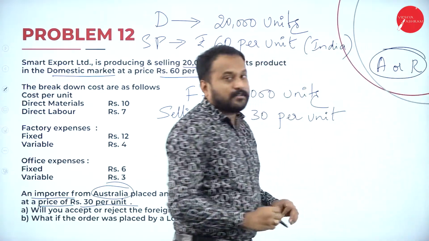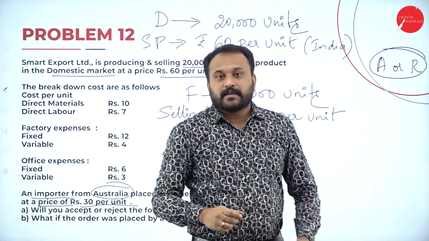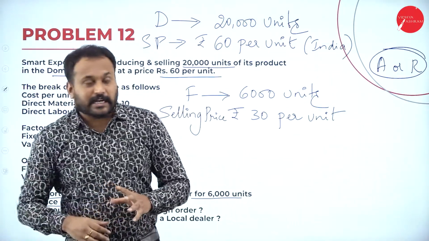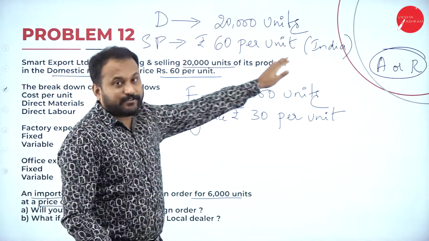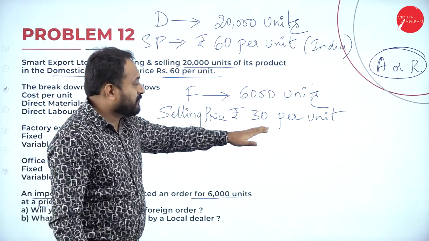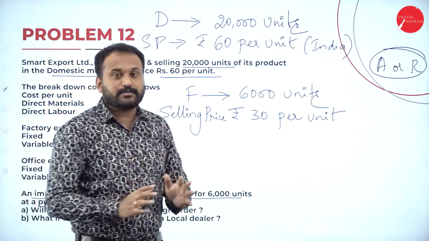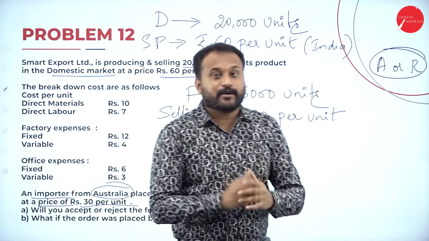Done. Now, please understand, whenever we get any orders like this, never think that in India I'm selling it for 60 and that person is asking for 30, that is half of it, so I will reject the order. Don't do that. You are supposed to go with a proper calculation.